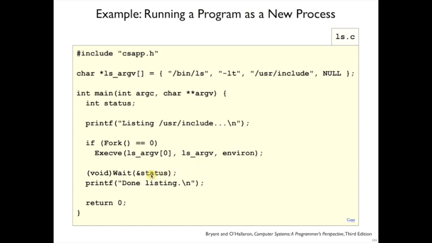It waits for that child process to finish, so it waits for ls to finish doing its work, and then it prints "done listing". So we really should see this printout, then the result from ls, and then "done listing".